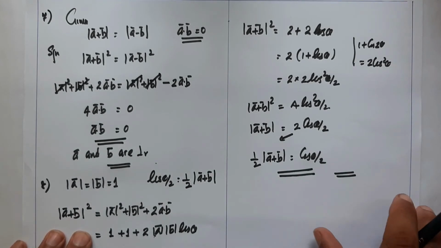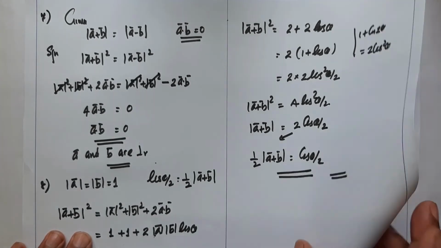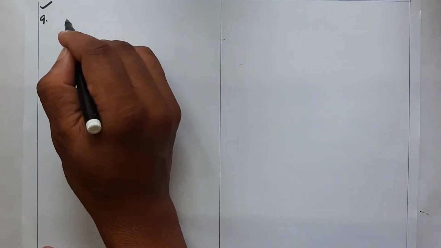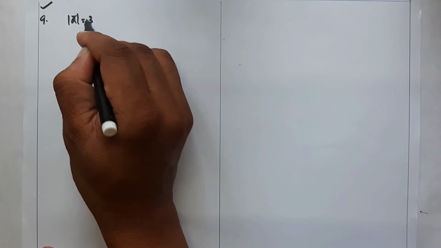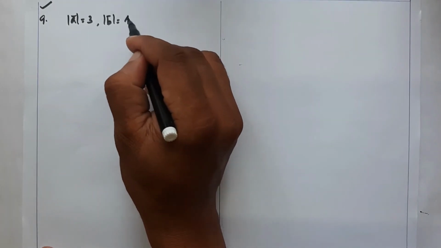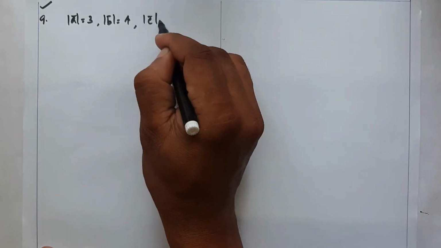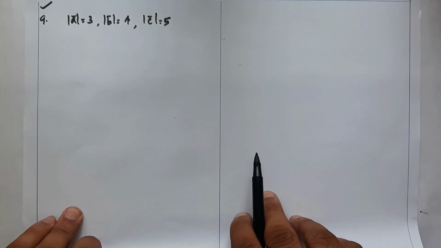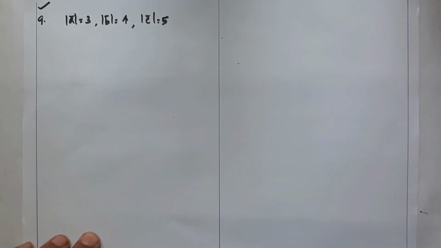Now we discuss some special problems based on the scalar product. This is also a very important question. Next question is question number 9. Here our question is modulus of A is equal to 3, modulus of B is equal to 4, and modulus of C is equal to 5.